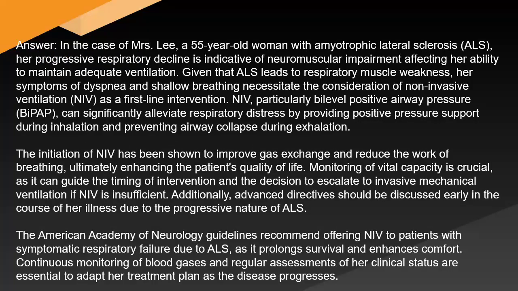Lee, a 55-year-old woman with amyotrophic lateral sclerosis, ALS, her progressive respiratory decline is indicative of neuromuscular impairment affecting her ability to maintain adequate ventilation. Given that ALS leads to respiratory muscle weakness, her symptoms of dyspnea and shallow breathing necessitate the consideration of non-invasive ventilation (NIV) as a first-line intervention.